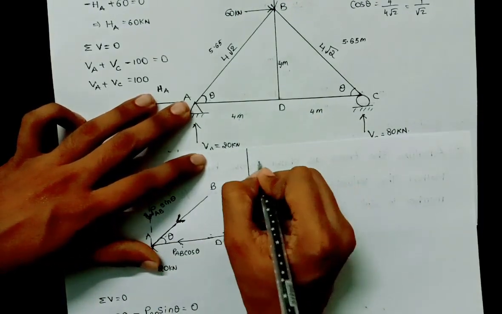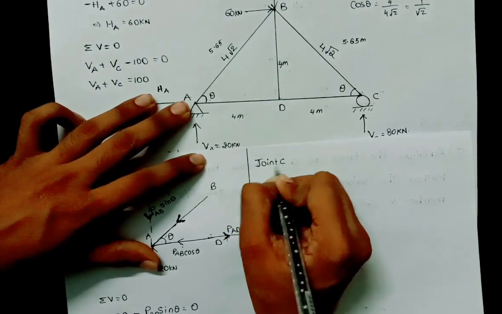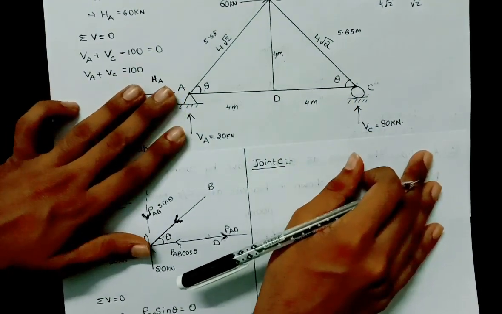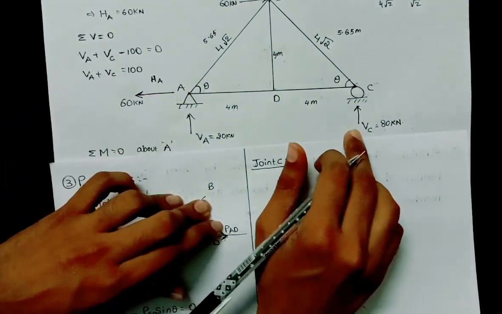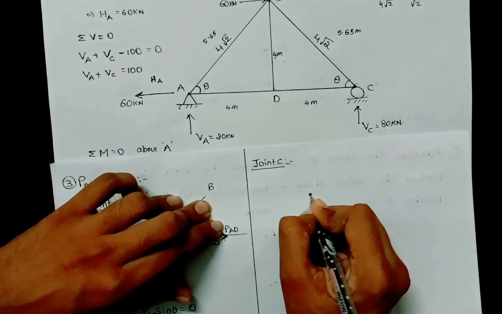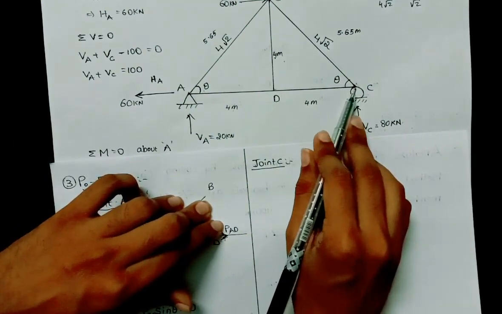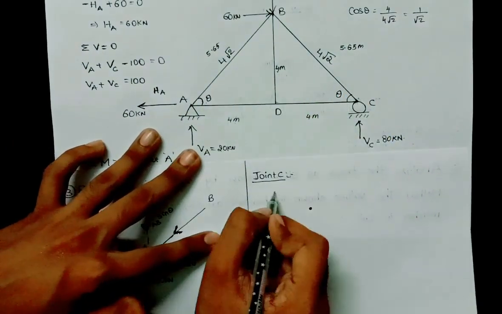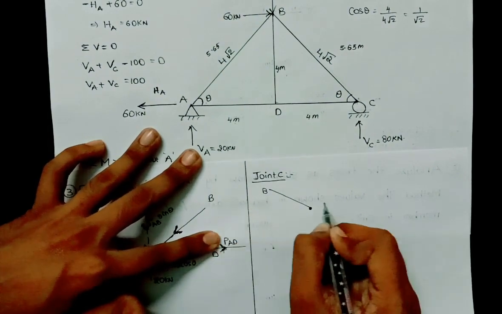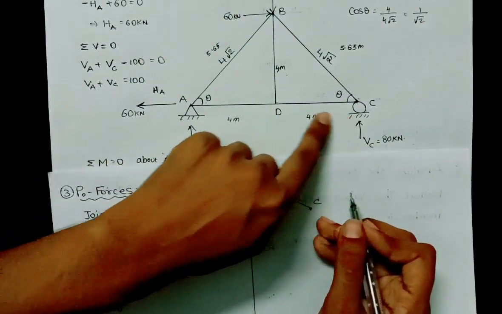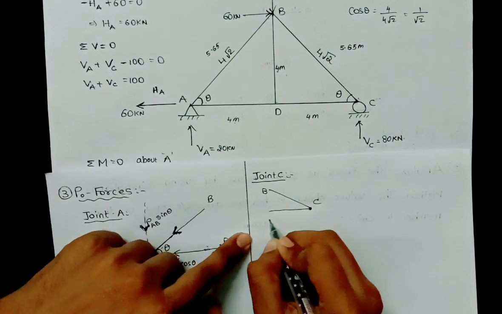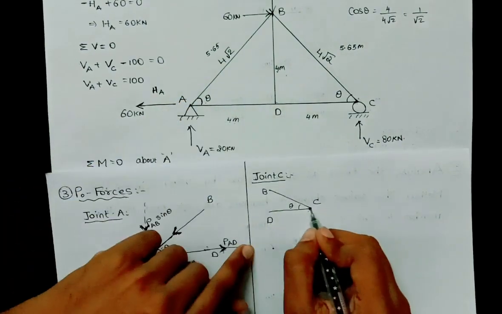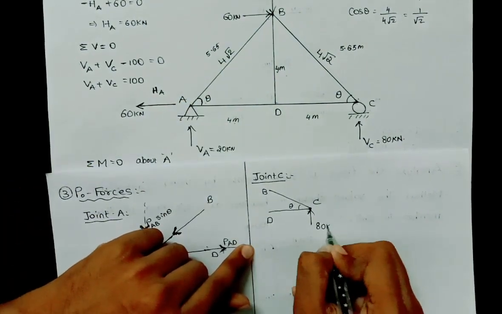So after joint A, I will take joint C for analyzing. At joint C, what are the forces we are having? First of all I will draw joint C. From C there is a member in inclined direction, this CB. I will draw the same here. This is B, this is C, and horizontally we are having another member, CD. This is the angle theta, and there is a vertical reaction here, 80 kilonewton.